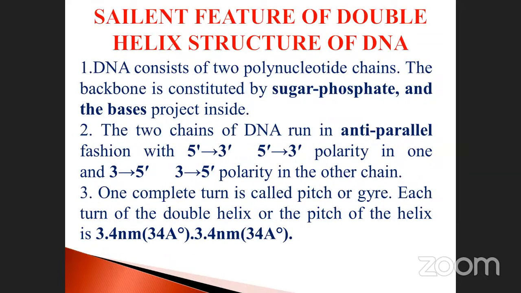Salient features of the double helical structure of DNA: what are the salient features present in it? We already discussed it; again and again it will repeat in your book. DNA consists of two polynucleotide chains. The backbone is constituted of sugar phosphate, and the bases. The two chains of DNA run in antiparallel fashion, with 5' to 3' polarity in one and 3' to 5' in the other.